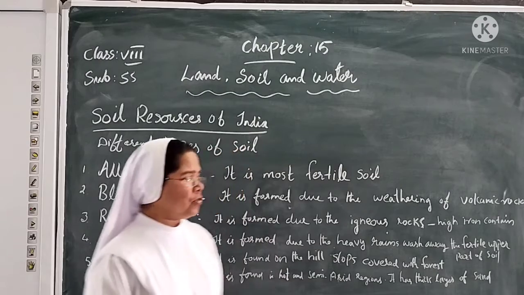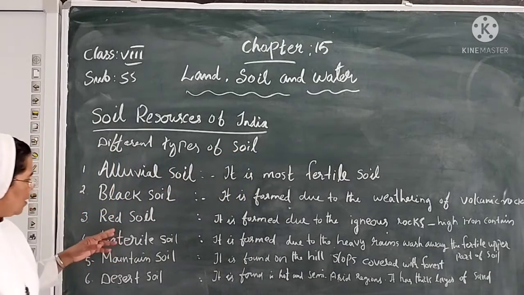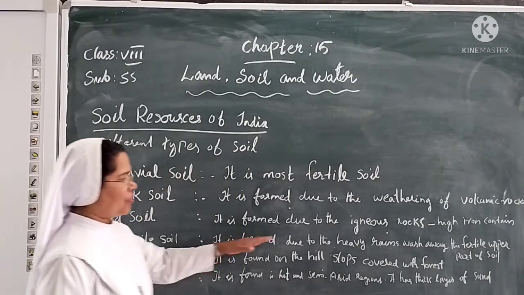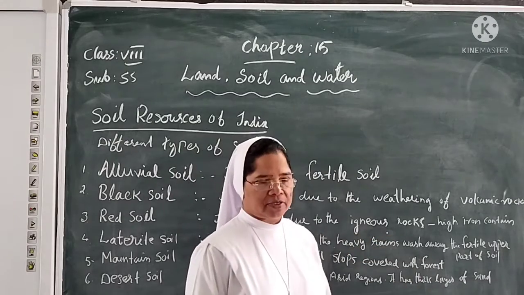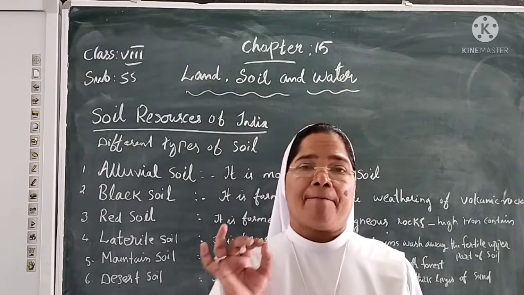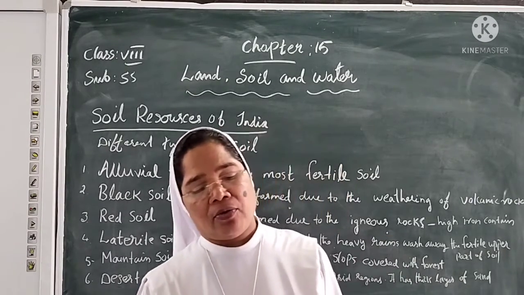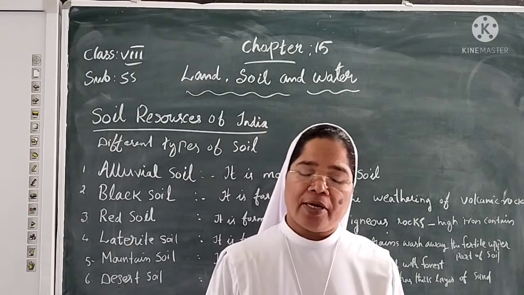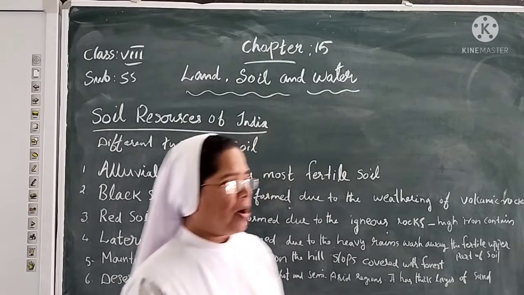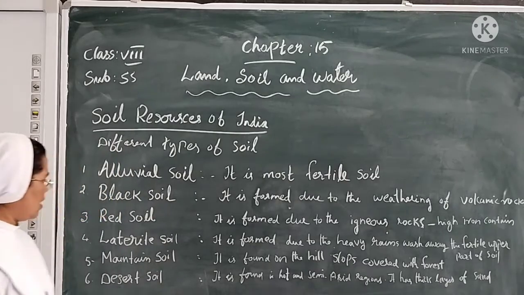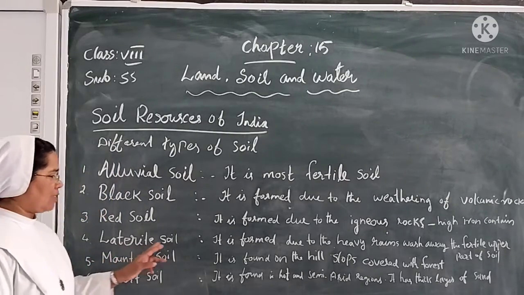It is very useful for the red soil. It is formed in the gneiss rocks. I said also the gneiss rock means melted rocks. Okay. Now let us study the mountain soil. Mountain soil and the laterite soil. What one is the laterite soil?